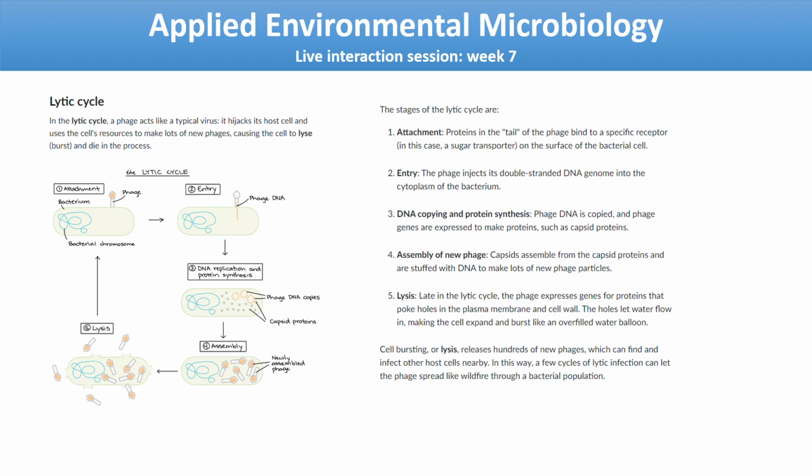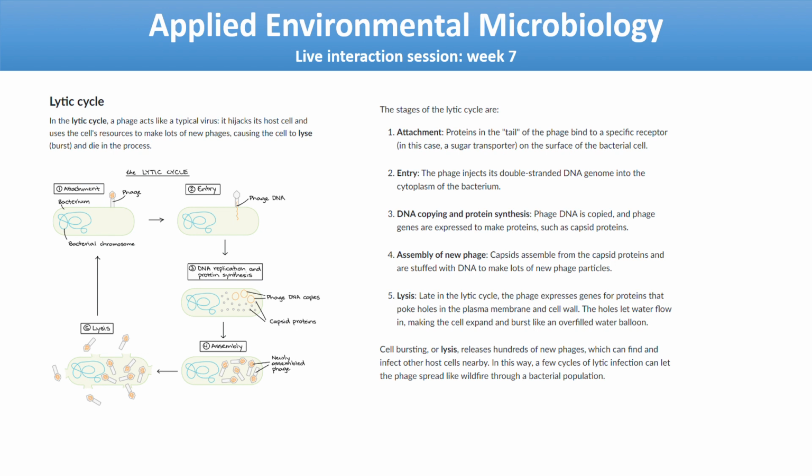new phage particles. This will be followed by lysis of the bacteria. In this step, the phage will make small holes in the host cell, which will cause lysis of the bacterial cells, and the new phages will just come out. So this lysis releases hundreds of new phages from one host bacterium, and a few cycles of this infection can let the phage spread like wildfire among the bacterial population.